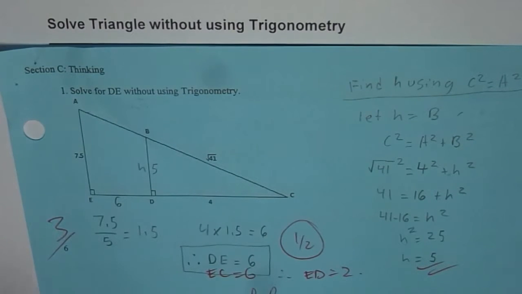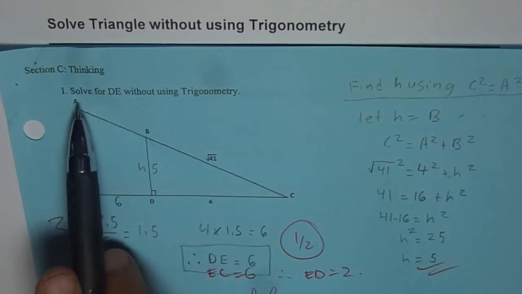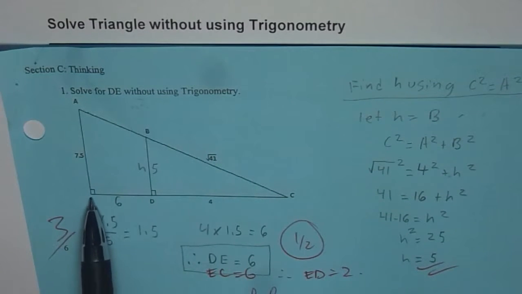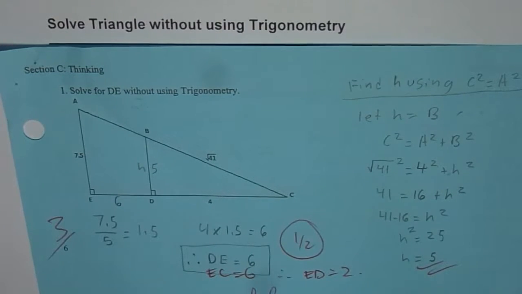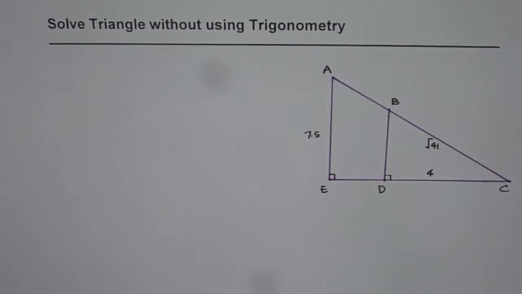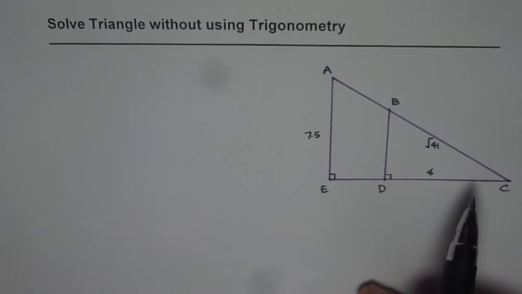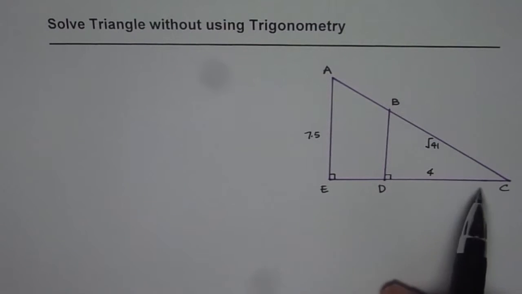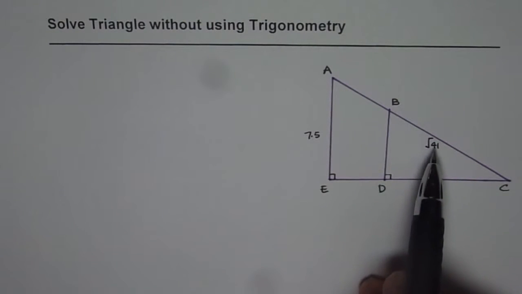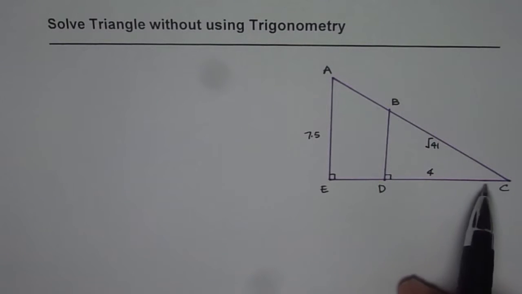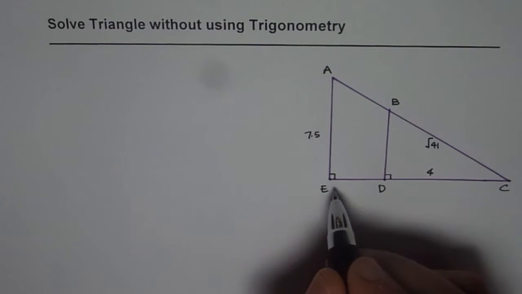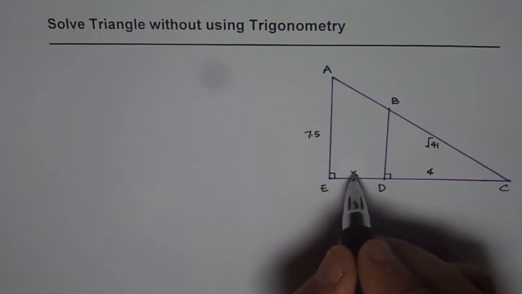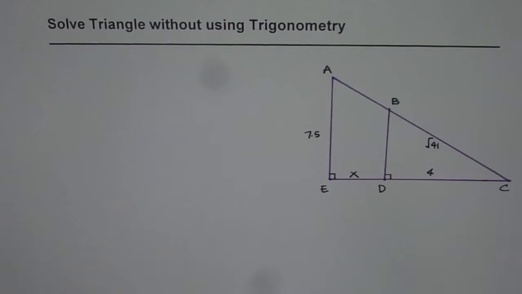Now the question here is, we are given a triangle, we need to solve for the side DE without using trigonometric ratios. Let us see how to solve. So I've copied the question here, basically made the triangle. What we are given here is that in the smaller triangle BCD, we are given the hypotenuse and the adjacent side. We don't have to use trigonometry, but we need to find what is DE, that is this value is what we need to find.